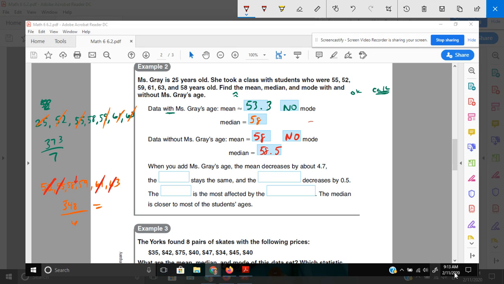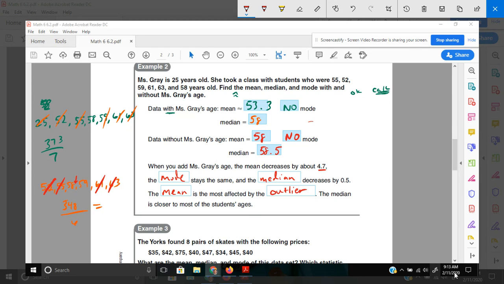And what stays the same? Well, the mode stays the same. And the median decreases by 0.5 from 58.5 to 58. So what's most affected by the outlier? Well, the mean, or the average. The mean is 58 without it, and with it it's 53.3. That 4.7 difference is most affected by the outlier.